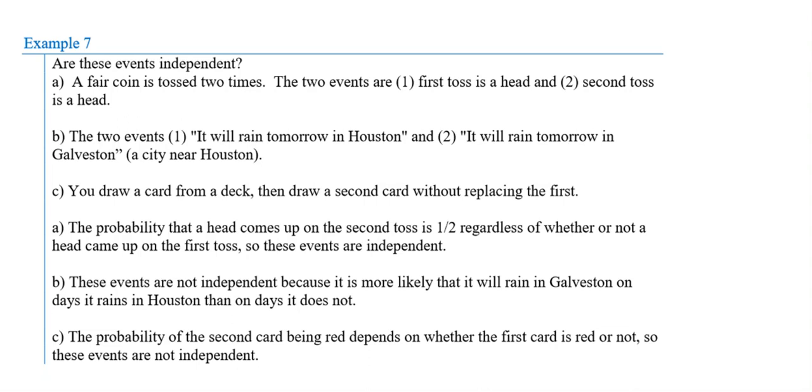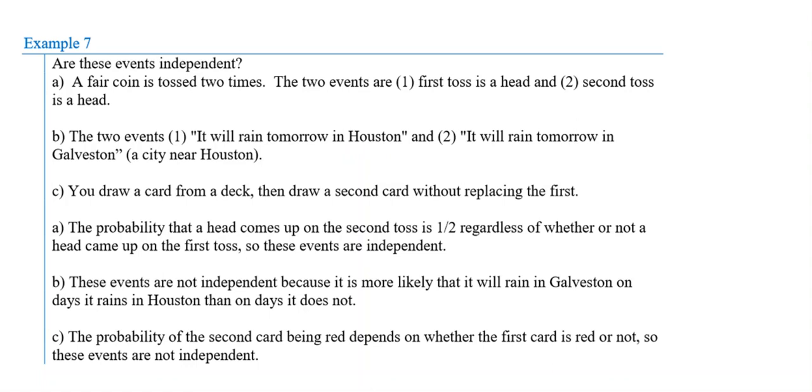The next one says the 2 events: the first one is it will rain tomorrow in Houston, and the second one is it will rain tomorrow in Galveston, a city near Houston. Are those independent? Well, not really, because especially since they're near each other, if it rains in one place, it's likely to rain in the other place. So they're not independent. They're kind of tied together. Now, if it was going to rain tomorrow in Houston, and then it was going to rain tomorrow in Paris, those would probably be considered independent because they're so far away that they don't really have any effect on each other.